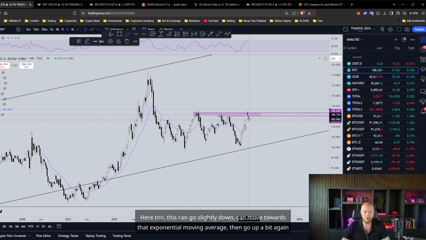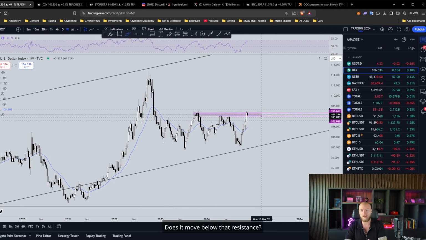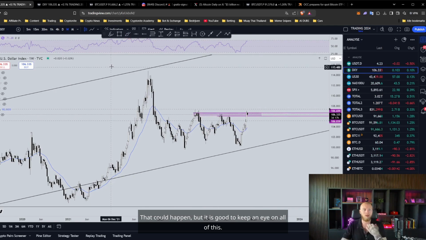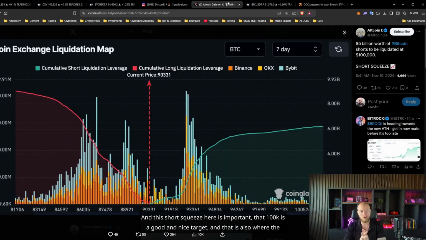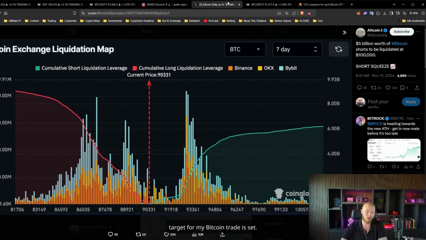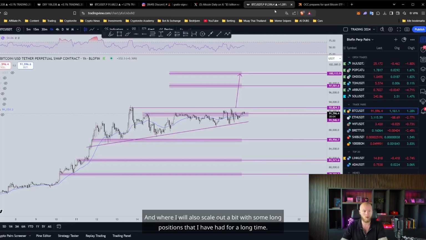Here too, this can go slightly down, can move towards that exponential moving average, then go up a bit again. Does it move below that resistance? That could happen. But it is good to keep an eye on all of this. And this short squeeze here is important, that 100K is a good and nice target, and that is also where the target for my Bitcoin trade is set, and where I will also scale out a bit with some long positions that I have had for a long time.